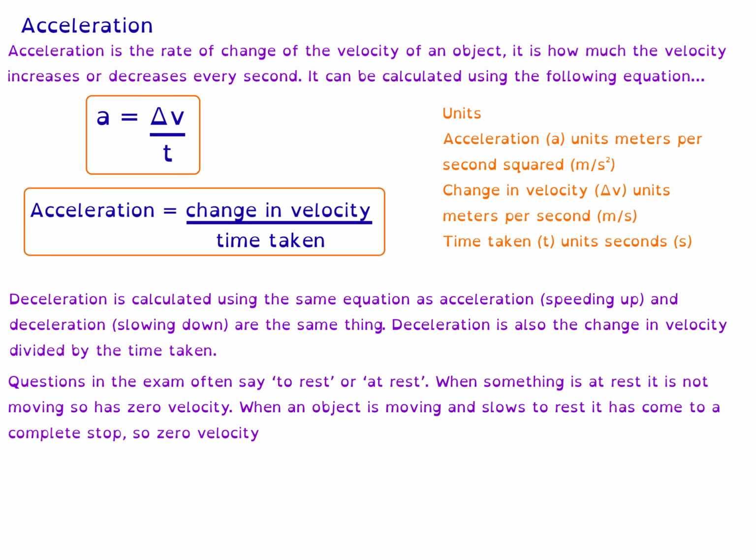Questions in the exam often say "to rest" or "at rest". When something is at rest, it's not moving, so it has zero velocity. When an object is moving and slows to rest, it has come to a complete stop, so zero velocity.